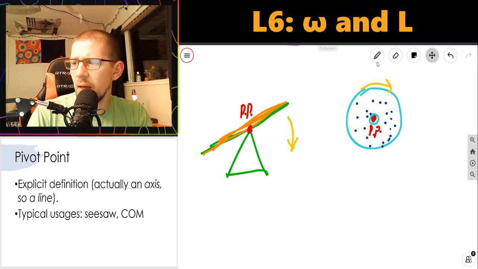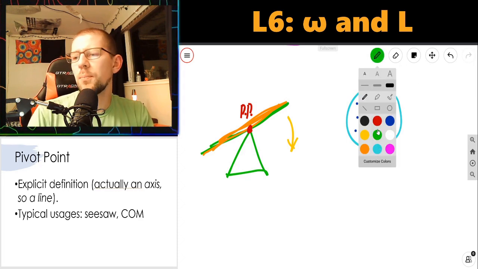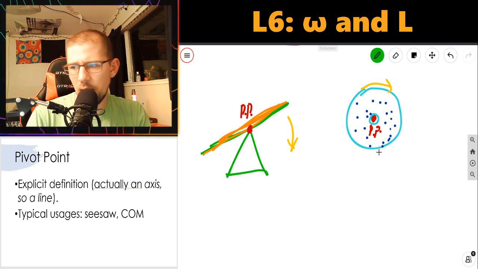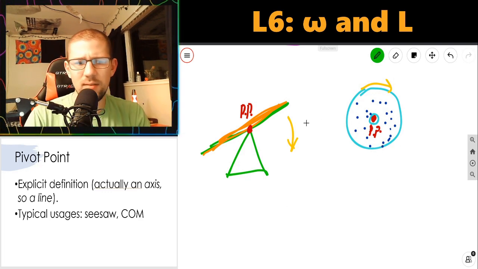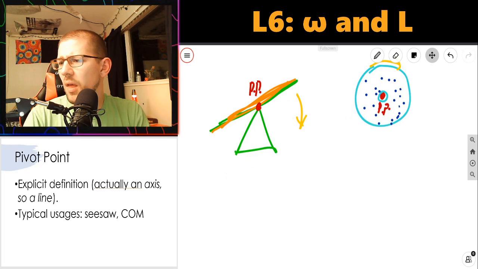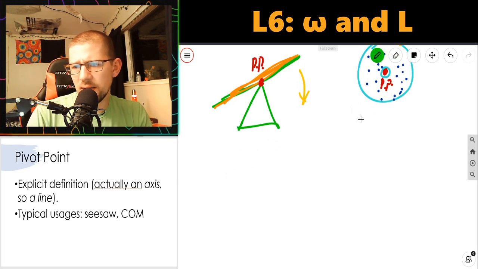Okay. Now here's the part that I think tends to lose people. If this doesn't make sense and these previous two things made sense, you're probably good to go. A pivot point in 3 dimensions is really an axis.